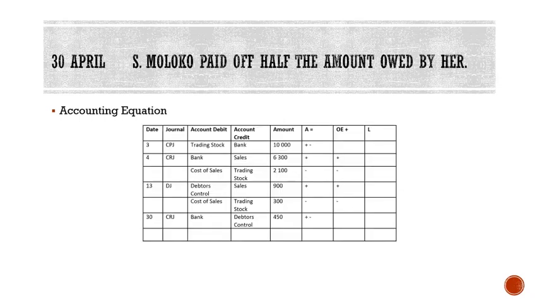Right, let's have a look at the accounting equation. So on the 30th of April, we received money. So cash received journal, bank will increase and debtors control will decrease. Both of these accounts are classified as assets and the amount is 450 Rand. And because both of these accounts are classified as assets, assets will increase because of bank and it will decrease because of debtors control.